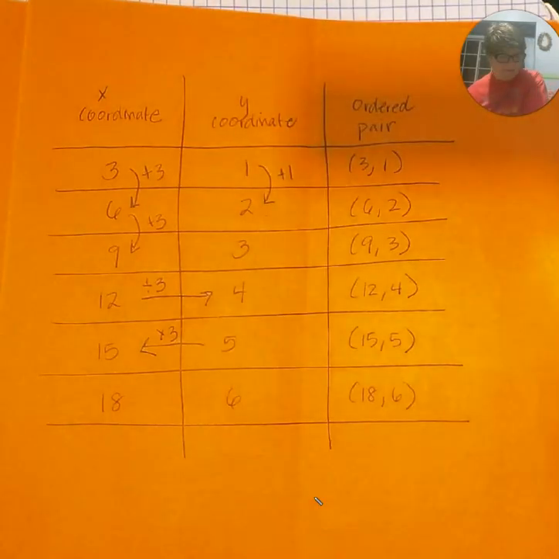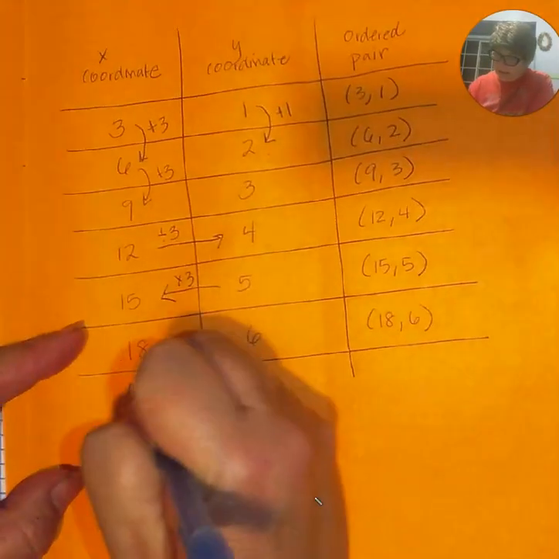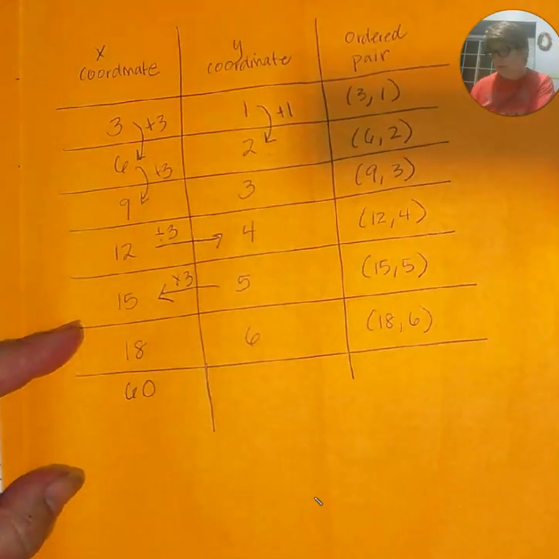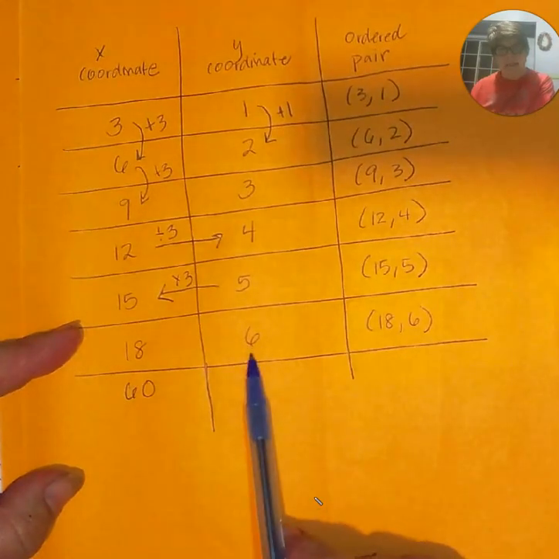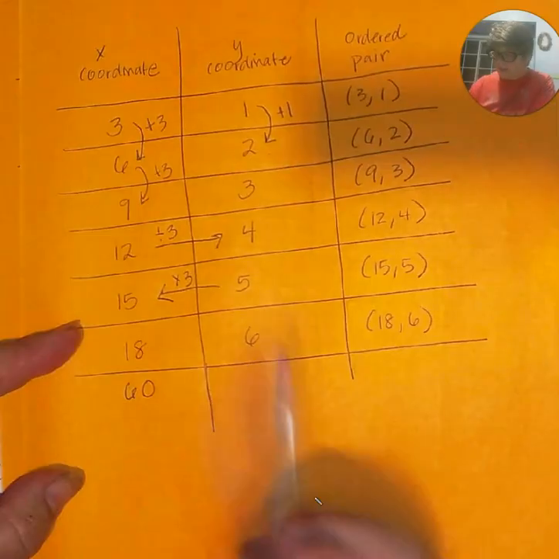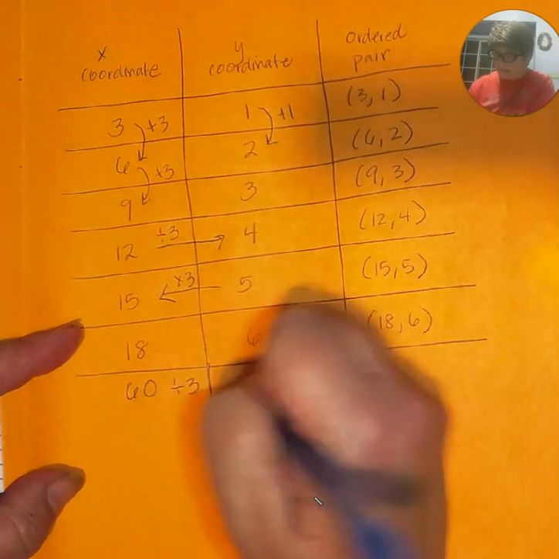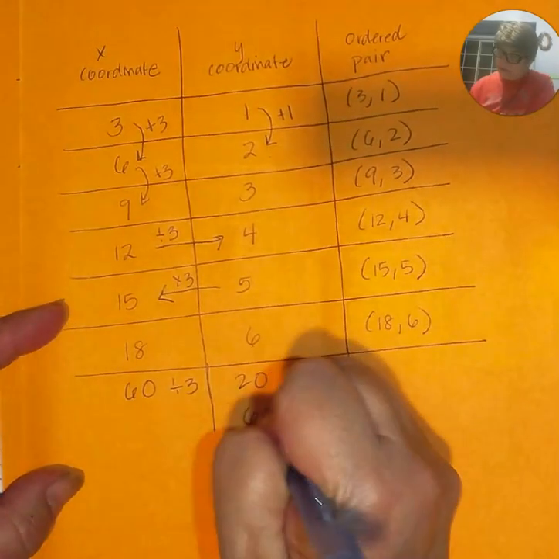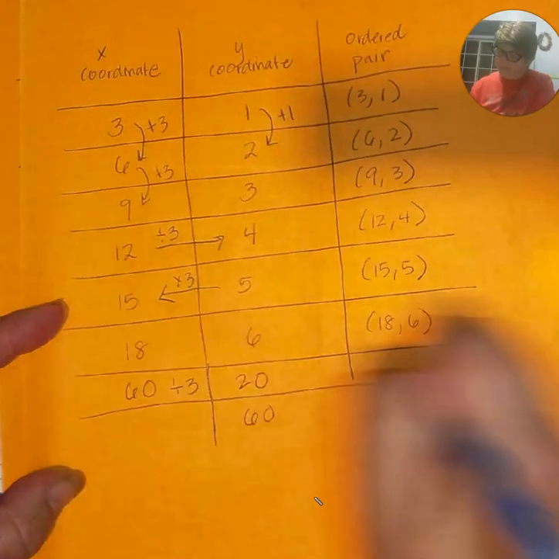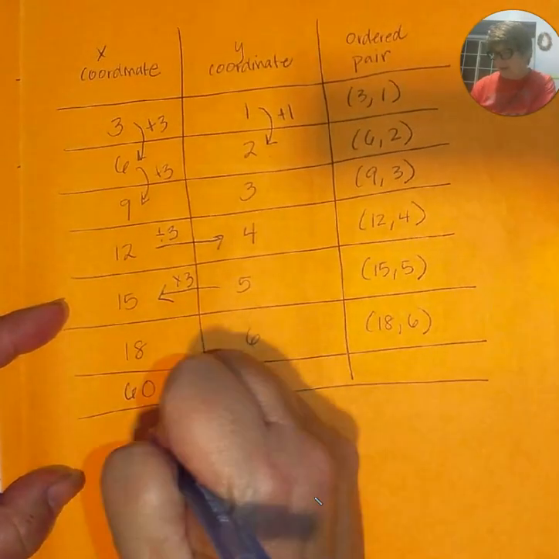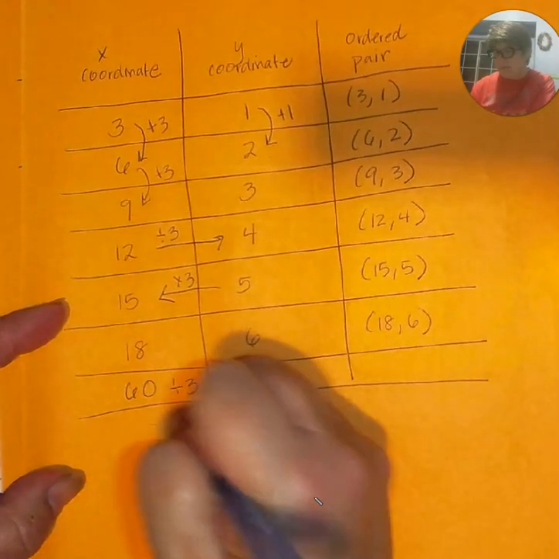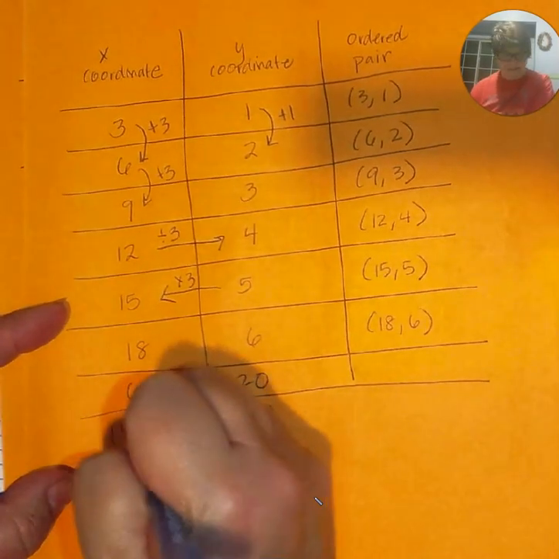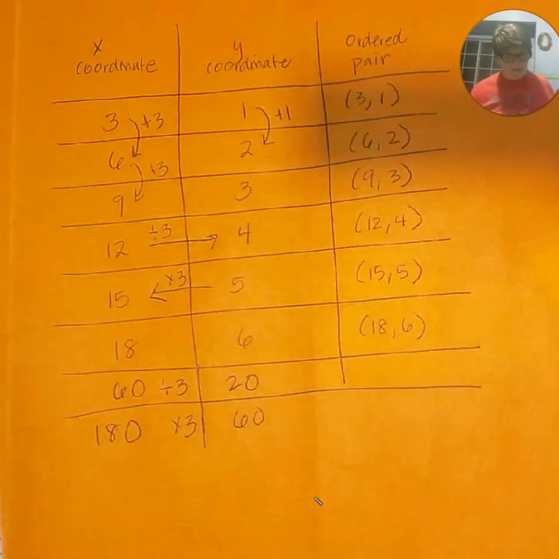So what if our x coordinate was 60? What would our y coordinate be? Now remember, our y coordinate is less, 3 times less, so 60 divided by 3 is 20. And what if our y coordinate was 60? Then our x coordinate would be 3 times more, 180. Yes? Okay, very good.